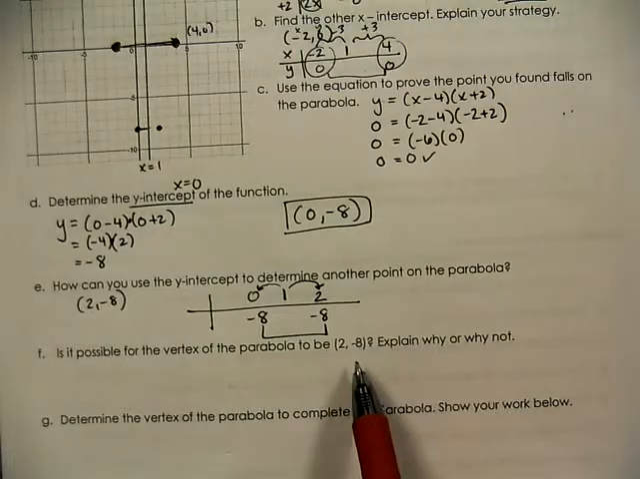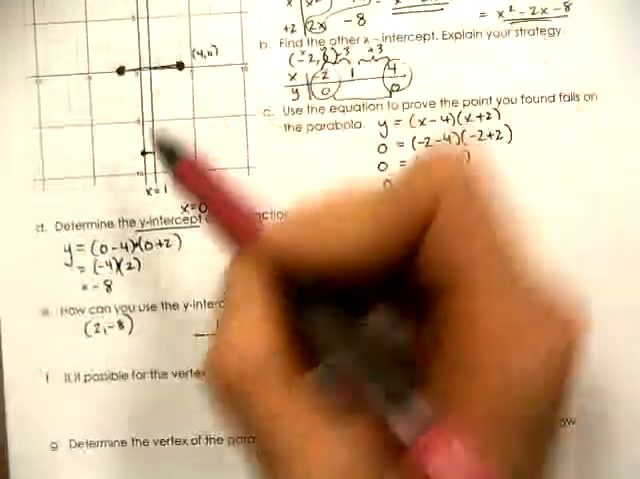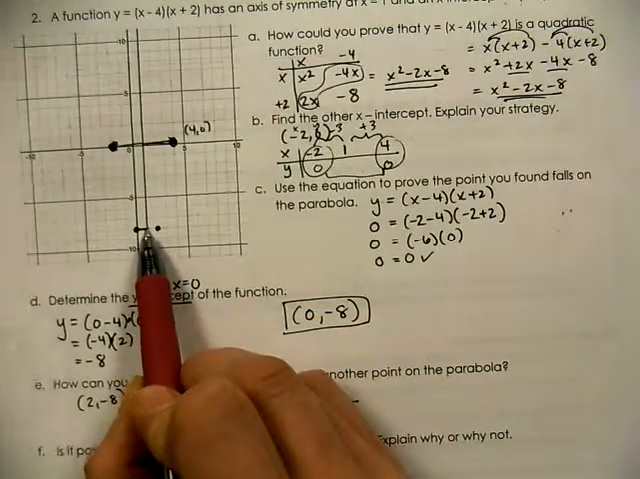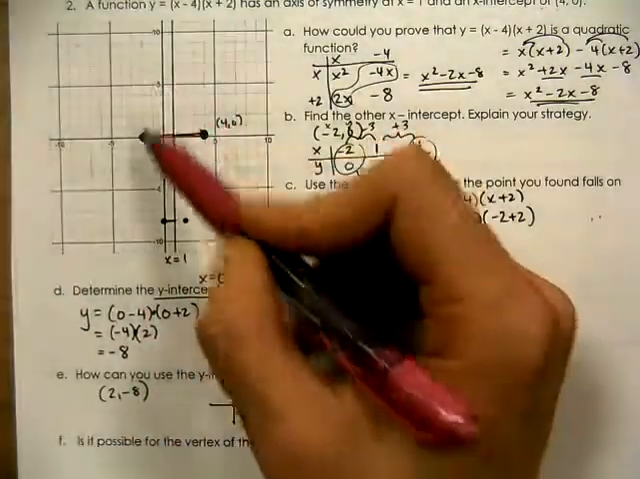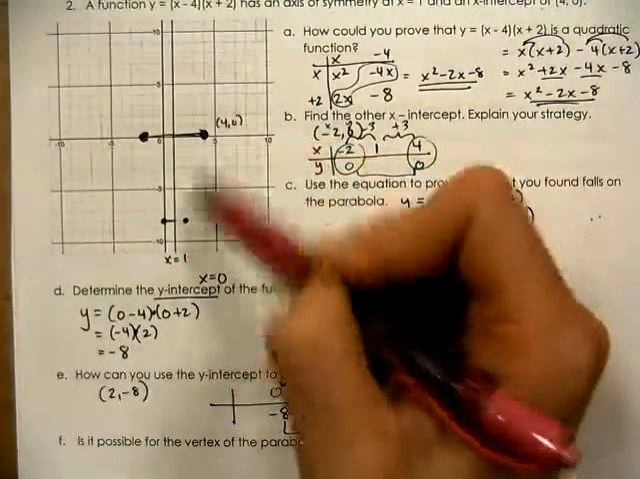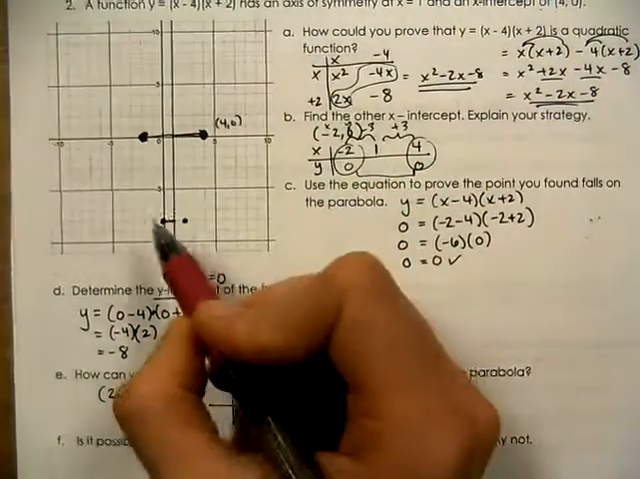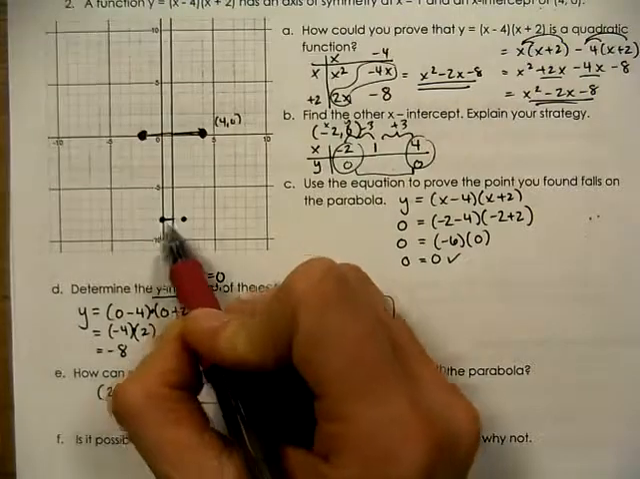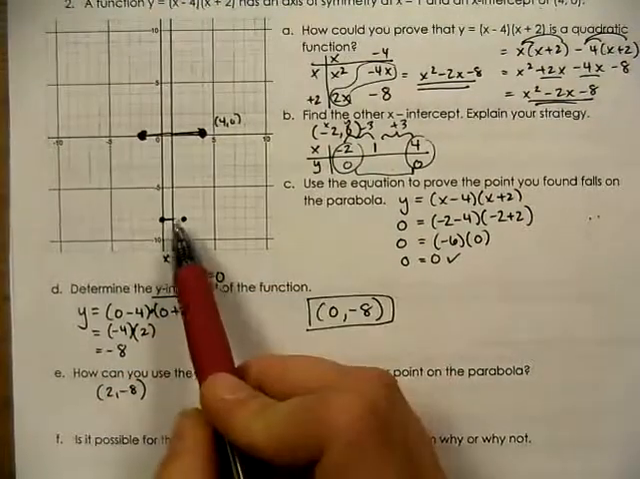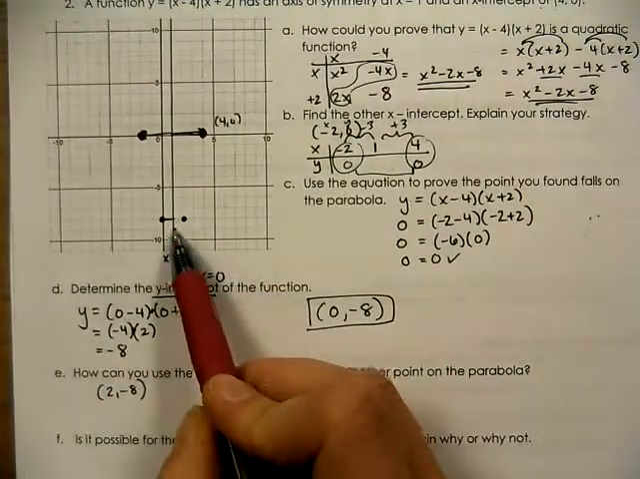All right, so then part F says, is it possible for the vertex of the parabola to be 2, -8? Well, if 2, -8, it would be right here. And what we see is that that's not possible because the vertex in this case is going to be the minimum. It's a parabola opening up, so we'll have a lowest value. And you can't have that lowest value be straight across. You'd end up getting a horizontal line if we had 2, -8. So it's got to be lower.